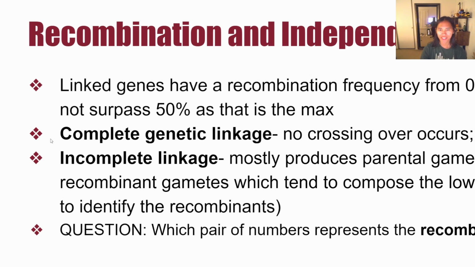Linked genes have a recombination frequency from 0 to 50%, but they do not surpass 50% as that is the maximum recombination frequency. There is complete genetic linkage in which no crossing over occurs, which is not as common, and then there's incomplete linkage where it mostly produces parental gametes but also recombinant gametes, in a lower quantity because it's less likely that the genes are going to be split up and recombined during crossover, creating the recombinant gametes. Which pair of numbers here then represents the recombinant gametes?